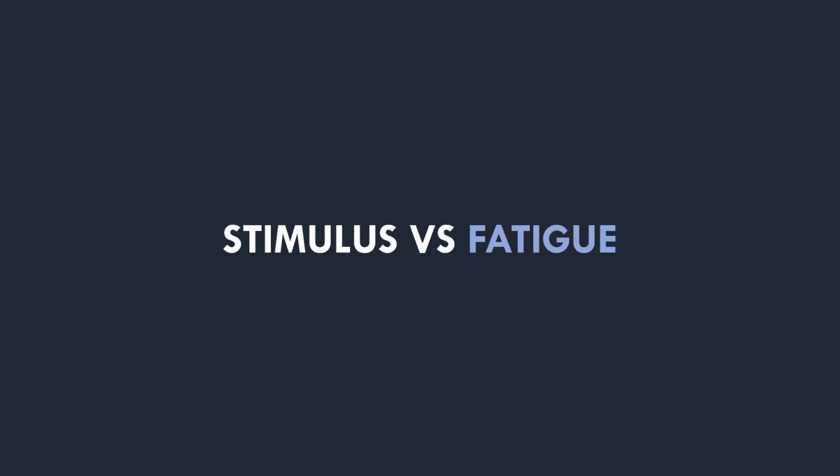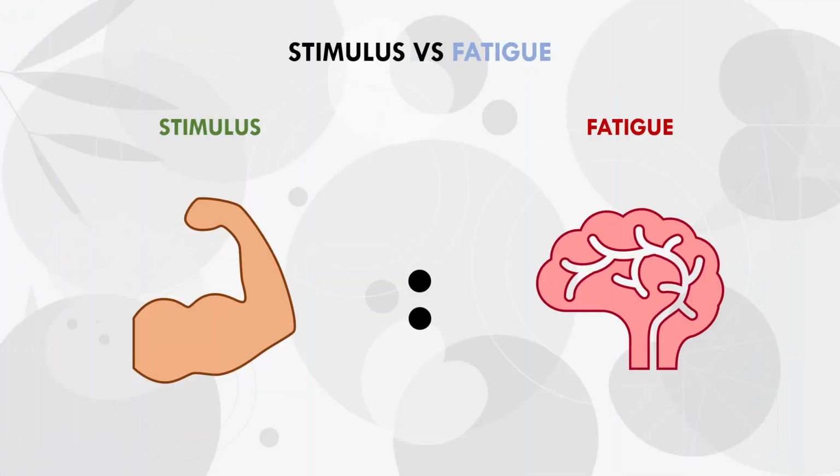First, let's cover exactly what the stimulus to fatigue ratio is. This is a theoretical concept comparing the hypertrophic stimulus of a training modality to the fatigue it induces. All forms of training induce some sort of hypertrophic stimulus and have a fatigue cost too. Ideally, we want our training to have the best stimulus to fatigue ratio, meaning the best hypertrophic stimulus and the lowest fatigue cost. Now let's cover in more detail what exactly stimulus and fatigue means.